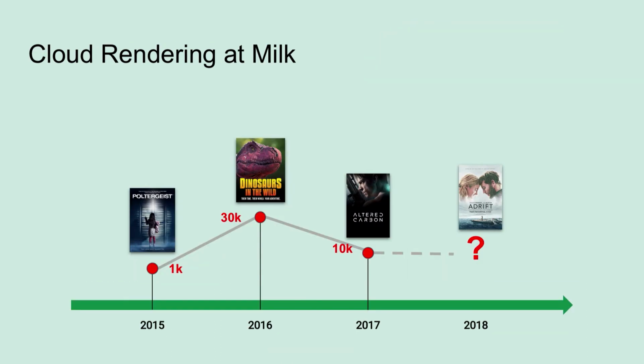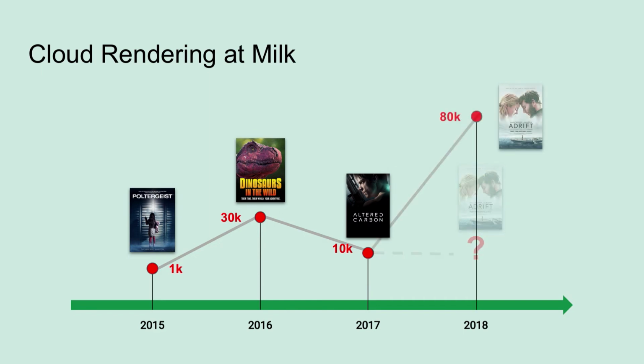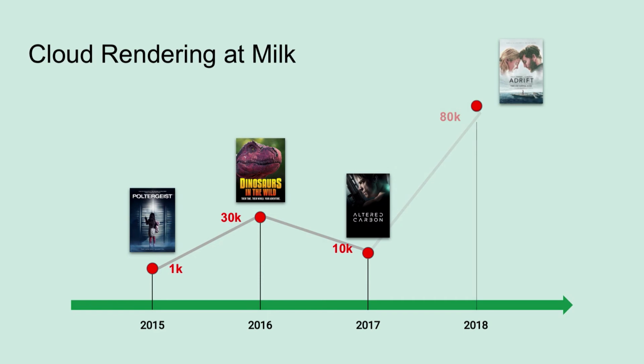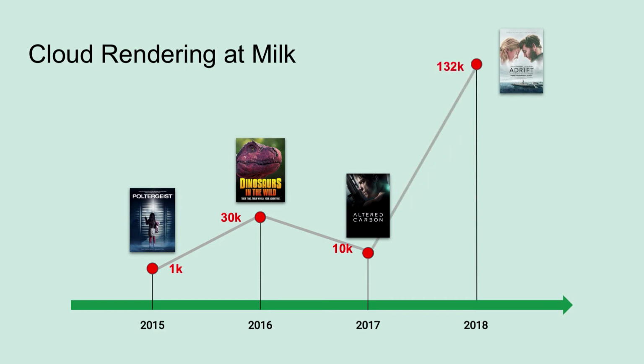If we look at the previous projects I mentioned before, we see the number of cores that we peaked at, and on Adrift, with the scale of the project and the deadline we had, we knew that we had to push things farther. Thanks to some of the solutions that I explained before, we managed to reach an average of 80,000 cores over the whole rendering, which lasted 8 weeks. And in the last 2 weeks, we actually peaked at 132,000 cores.